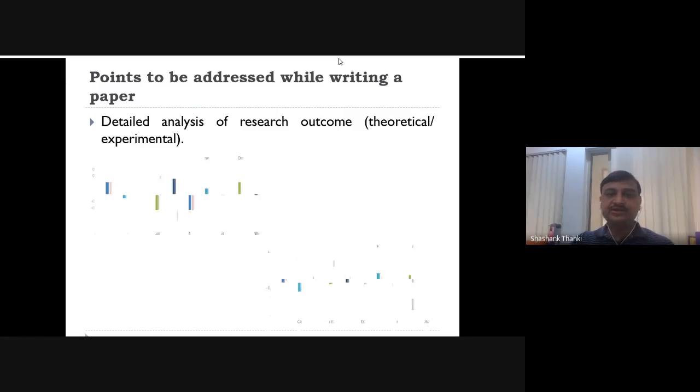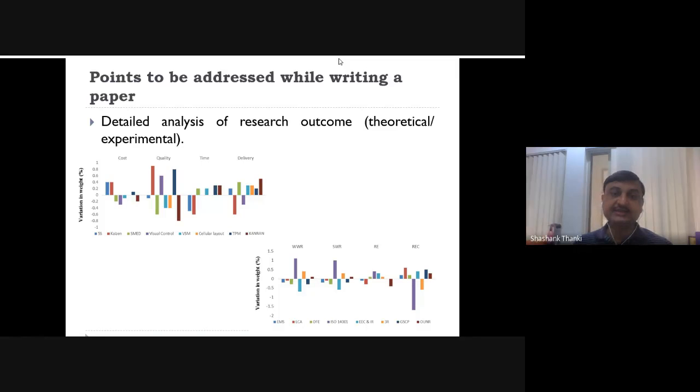Detailed analysis of research outcome, and the presentation of your outcome, is very important. How you present your outcome, whether it is theoretical or experimental. These are some of the experimental results I had received, and I've just presented them. Look at the way it is being presented. I can write a paragraph for this. I can present it in a tabular form. I decided, why not go with a form like this, where I can plot it beautifully.